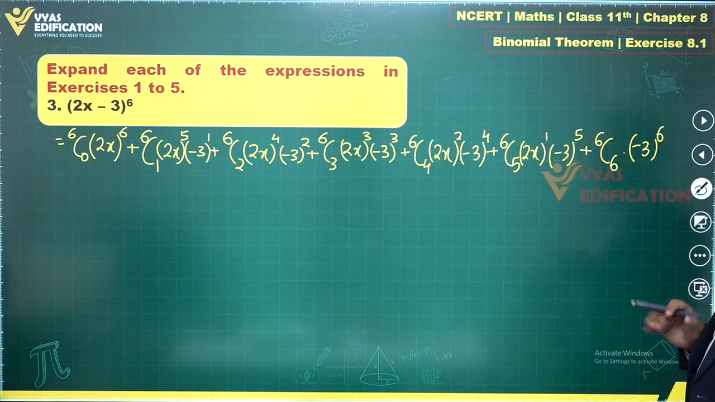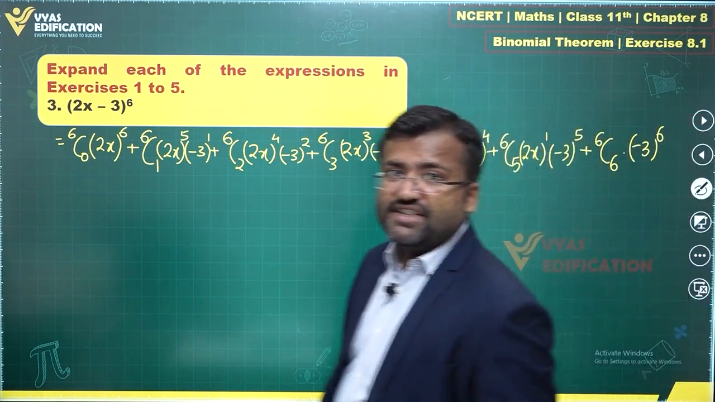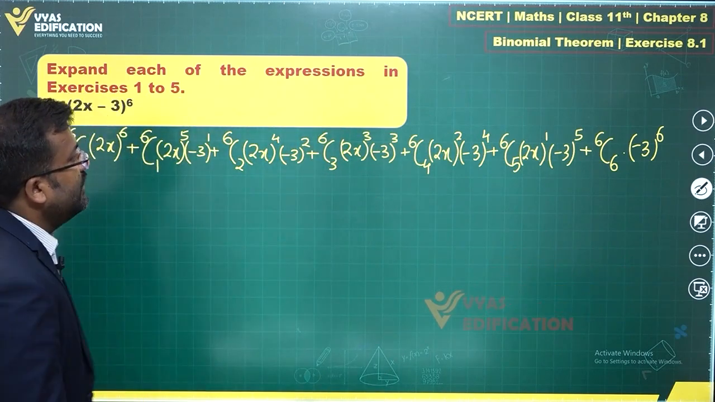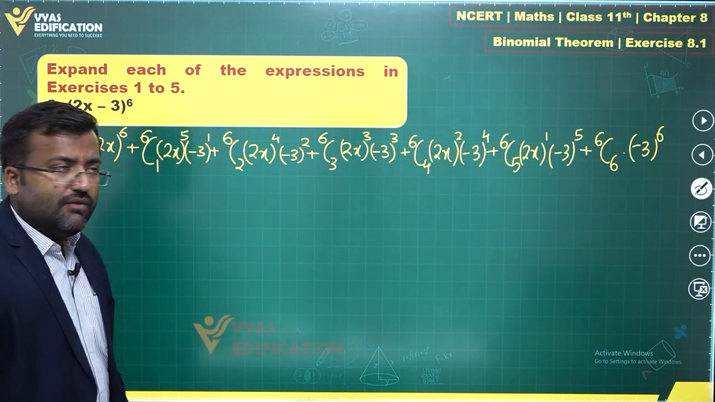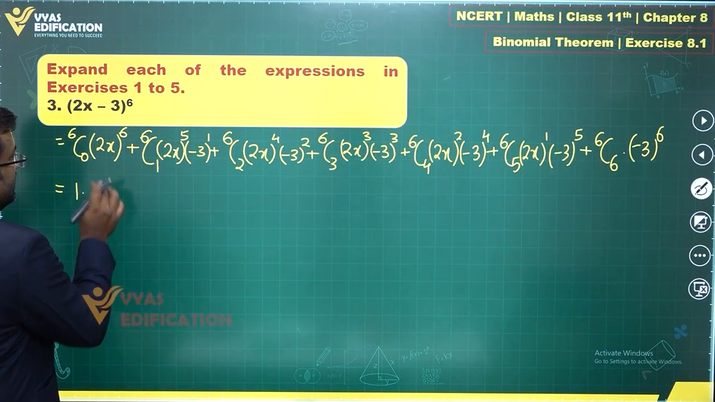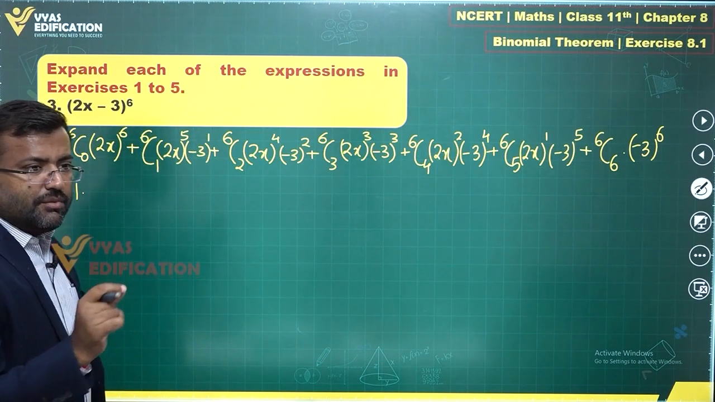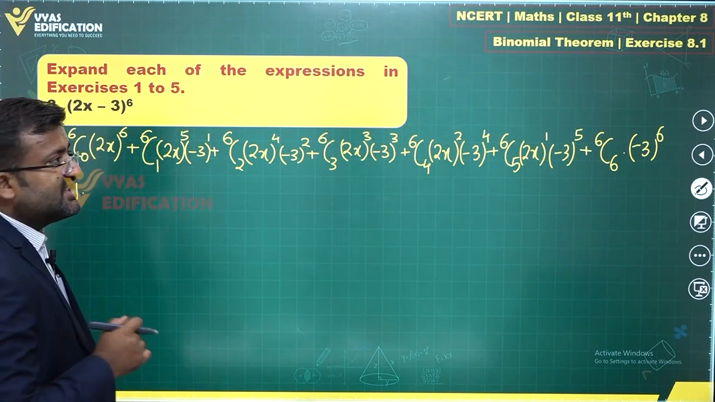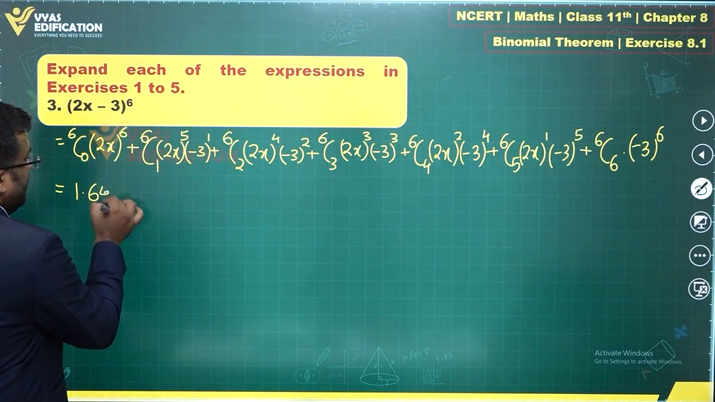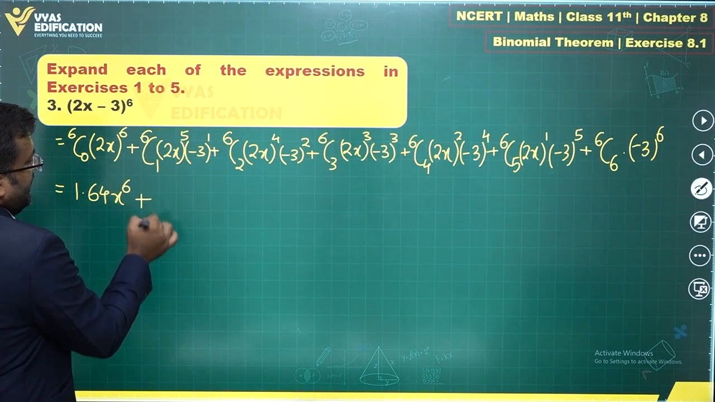Take a look at this carefully. Then simplify each of these terms. How do we do that? For that I need the value of 6C0. Now nC0 is always 1, so 6C0 is 1. This is (2x)^6, which will be 2^6 times x^6. Now what is 2^6 equal to? 2^6 is 64. This is 64x^6, plus the next term.